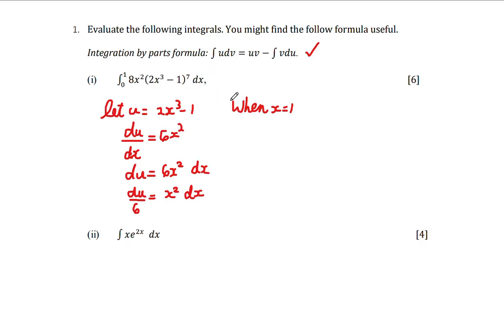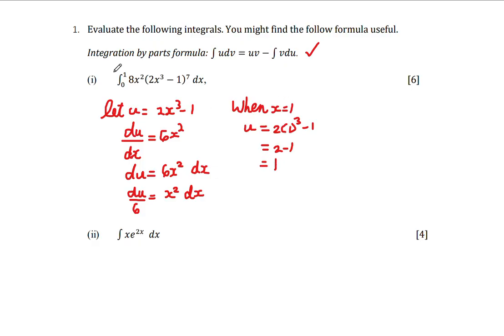We have to change them so that they are expressed with respect to u, since the entire problem will be carried out in terms of u. So when x is equal to 1, using the fact that u was assigned as 2x cubed minus 1, then we know that u is going to be equal to, substituting 1 for x in the function, 2 multiplied by 1 cubed, take away 1. So this would give us a new upper limit of 2 minus 1, which is equal to 1.